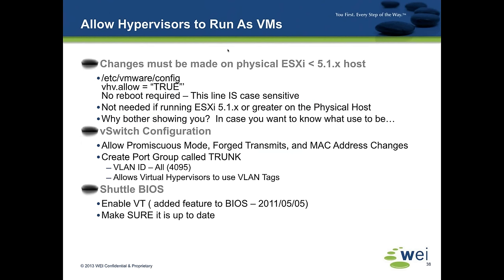When you look at your VLAN list, in the pull down, it actually calls out all 4095, just like that. And what that allows the nested ESXi servers or the nested Hyper-V servers to use is VLAN tags, just like you would have on your physical hardware.